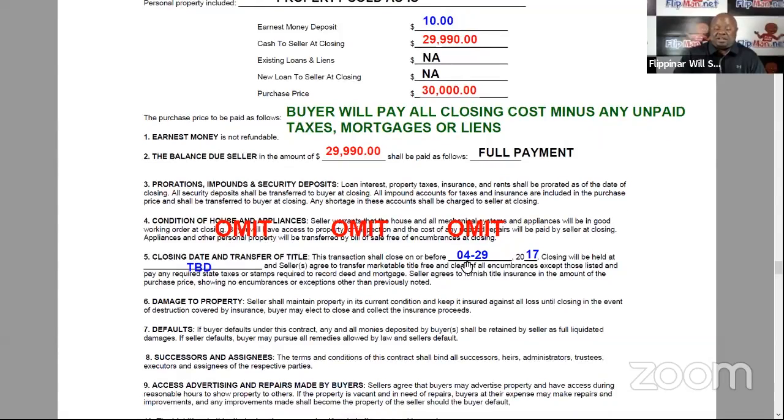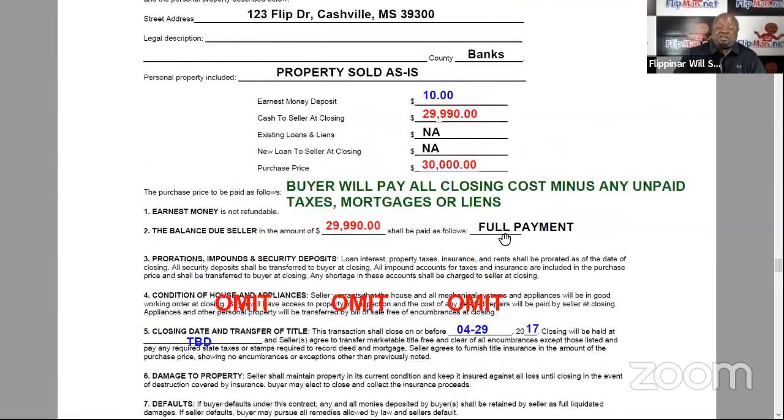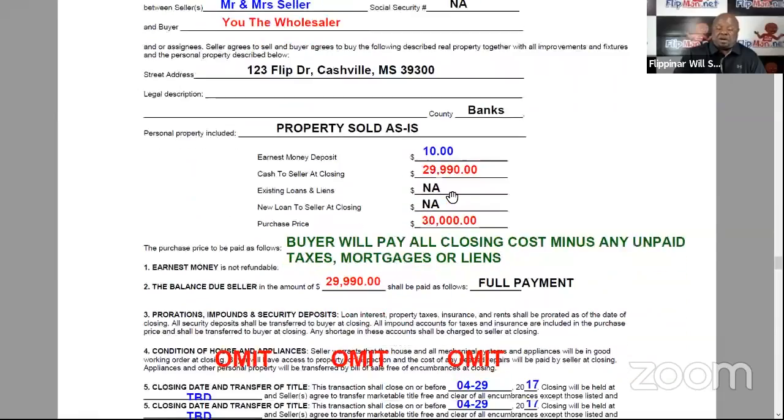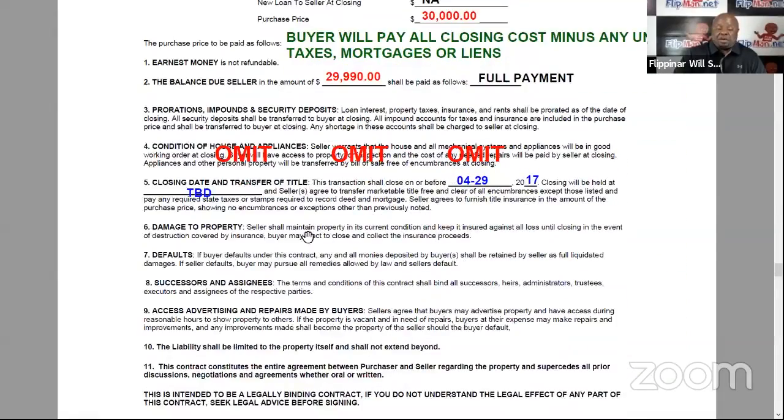So closing date and transfer of title. So I said April 29th. So that's roughly about 31 days from March 30th, what you see up here at the top. All right, then the rest of it says closing will be held at, and it says TBD, to be determined. I basically say we close with several different people, so I'll let you know where we're going to close, because you know where you're going to close it in a lot of cases. So it's just to be determined.